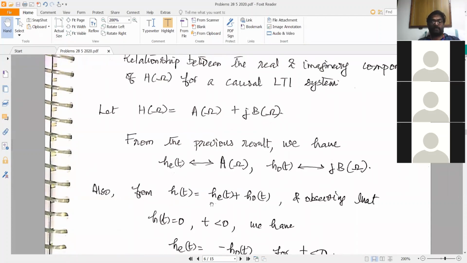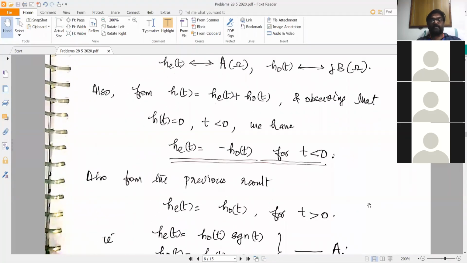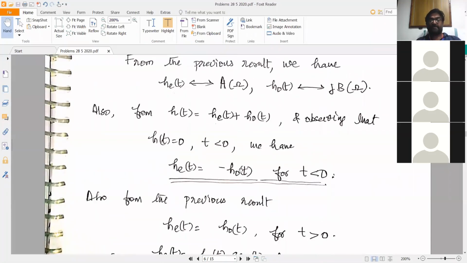So also from h of t is equal to h_e of t plus h_o of t, and observing that h of t is equal to 0 for t less than 0, we have for t less than 0, h_e of t is equal to minus h_o of t. Is that okay? Why? Because h of t, which is equal to h_e of t plus h_o of t, is equal to 0 for t less than 0, since our system is a causal LTI system. So the impulse response is equal to 0 for t less than 0. So h_e of t plus h_o of t for t less than 0 is equal to 0, which will give you this result: h_e of t is equal to minus h_o of t for t less than 0.